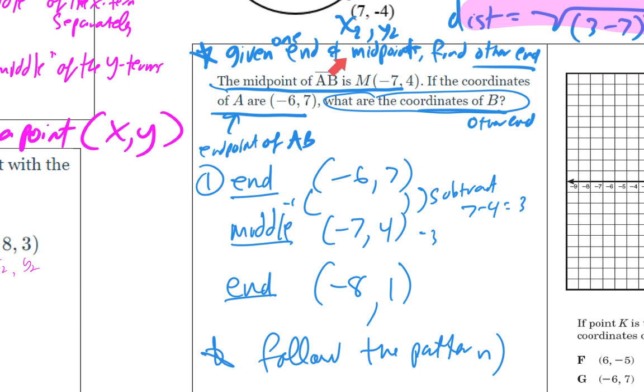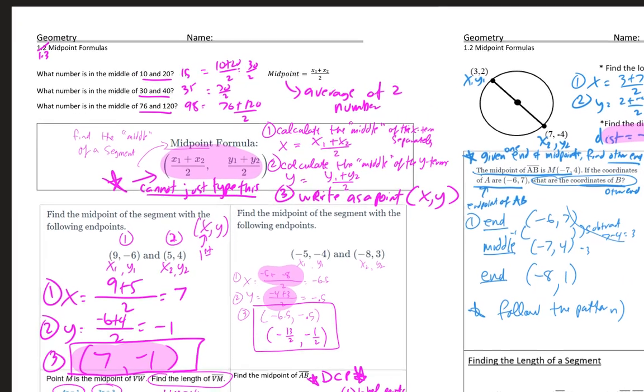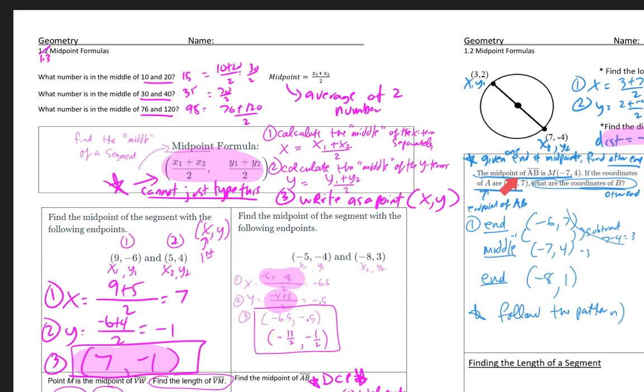Okay, so that's the key on this one. If they give us the end and the midpoint, we don't want to get tricked on that one. On this one, they want us to find the midpoint, right? On this one, they give us the midpoint. So that's the difference. All right, let's keep it moving.